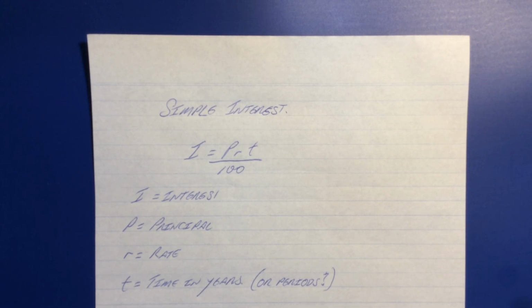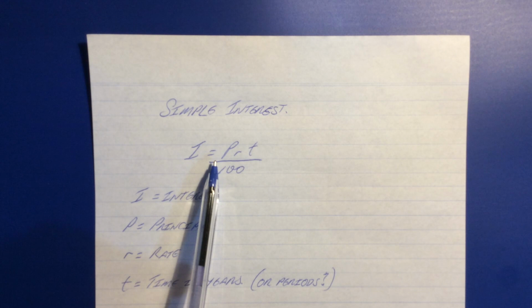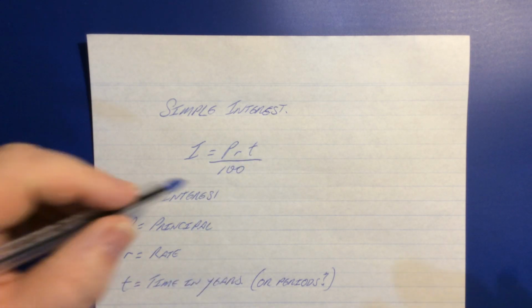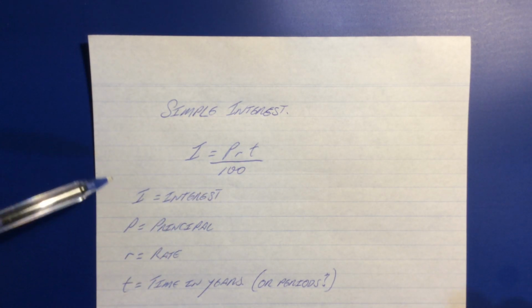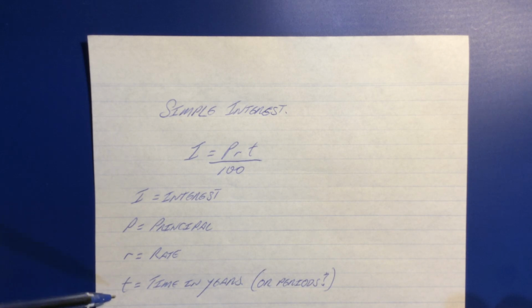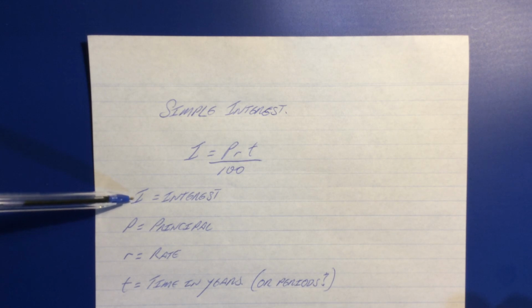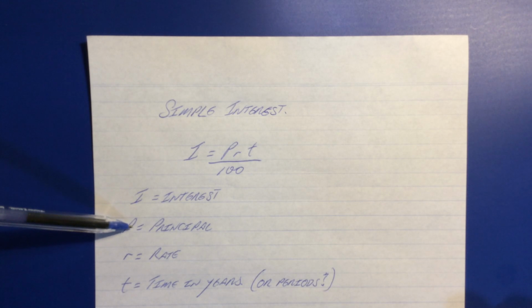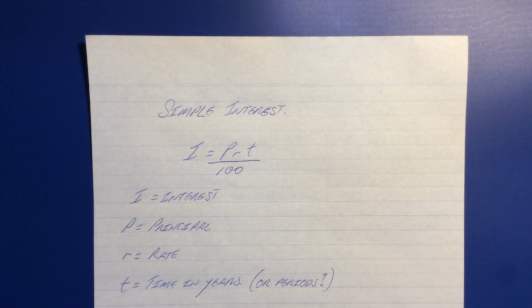Okay, so let's start with the formula for simple interest. I equals P times R times T over 100. Now, I've set out what each of these things mean. I is the interest, so this is a formula that gives you the amount of interest that you'll earn. P is the principal. Now, principal is the amount that you deposit. It's the amount that you start out with.